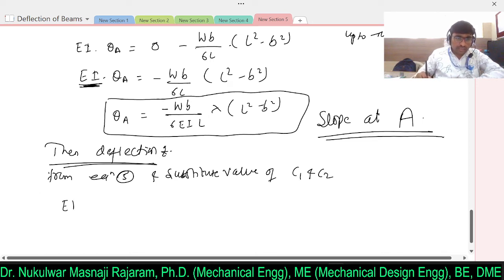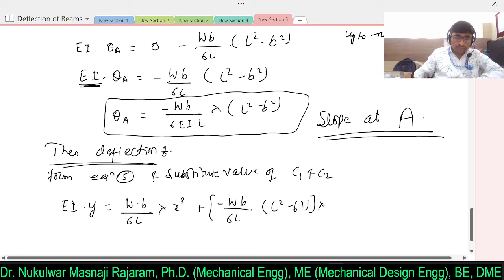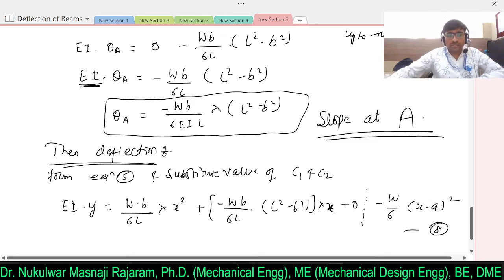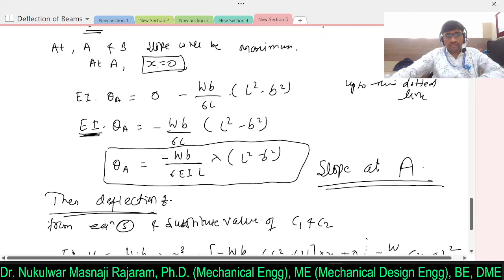So I will get EI into Y equal to W into B divided by 6L into X cube plus, putting the value of C1, that is WB divided by 6L, L square minus B square into X plus 0. So this will be the value of C2, this dotted line, W divided by 6 X minus A cube. So this will be equation number 8. So this will give you the deflection value.